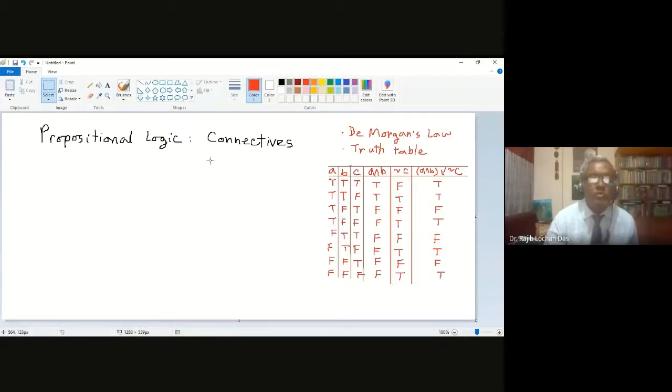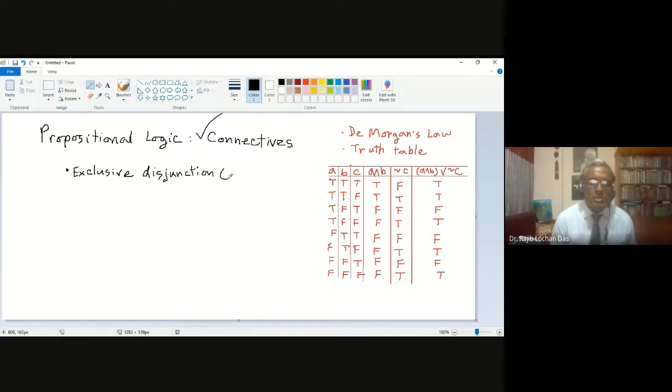Let us move with the connectives again. We have discussed some of the connectives already. One is NOT, one is AND, and one is OR. These are already done. So let us now discuss exclusive disjunction, that is XOR. This is the next connective we will discuss today.